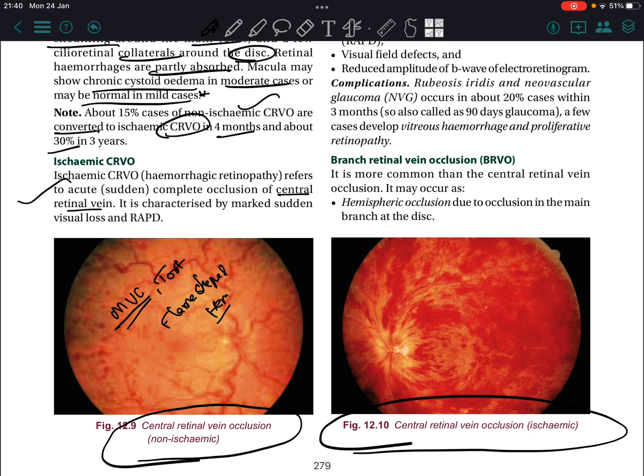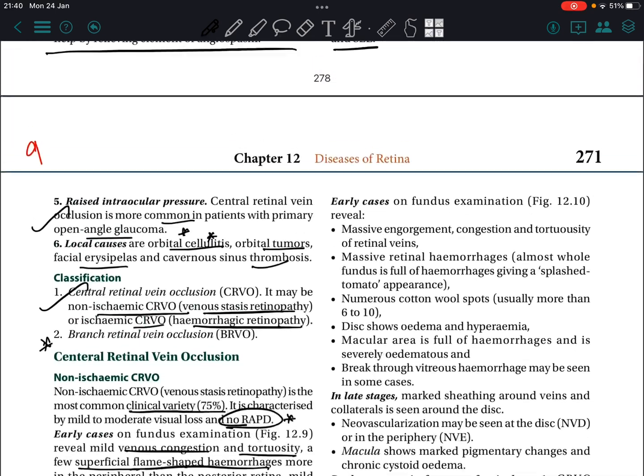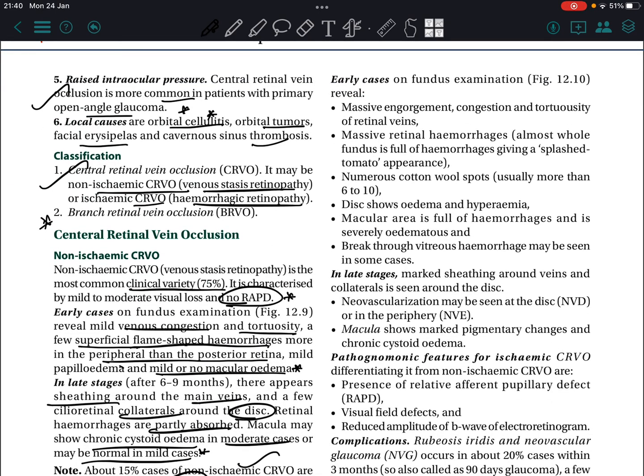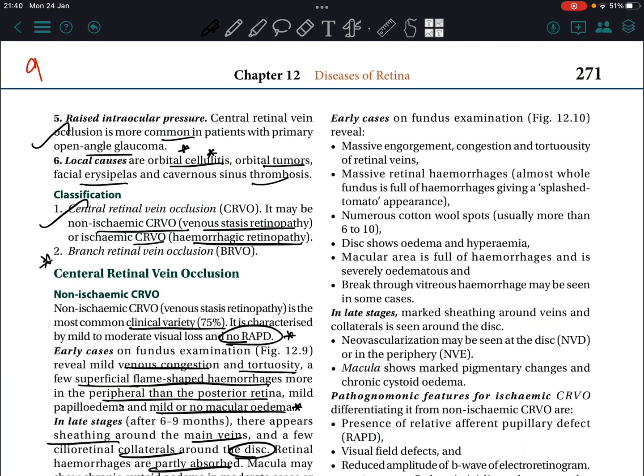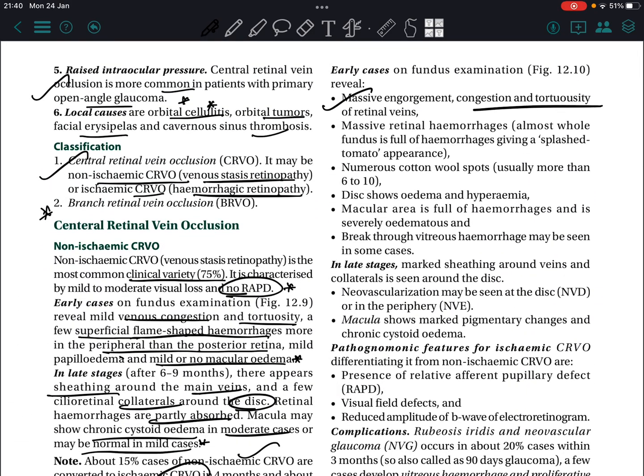It is characterized by marked sudden visual loss and RAPD. Early cases on fundus examination, central retinal vein occlusion: massive engorgement, congestion, tortuosity of retinal veins, massive retinal hemorrhage.